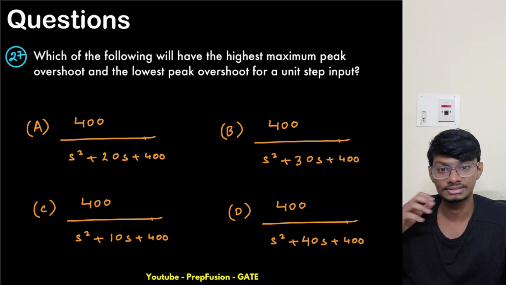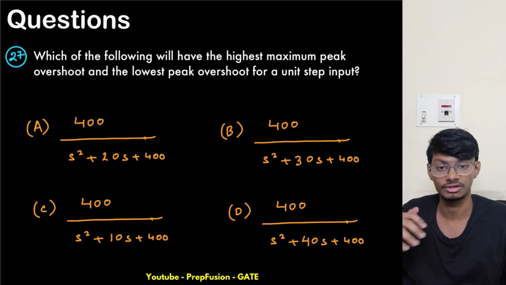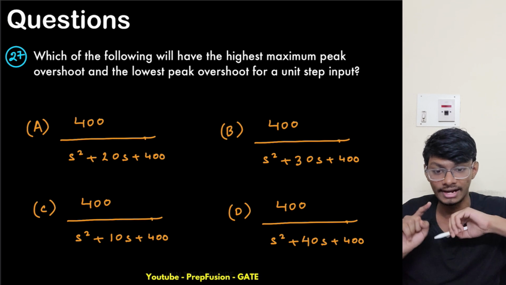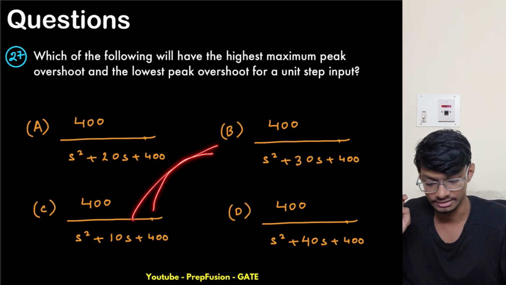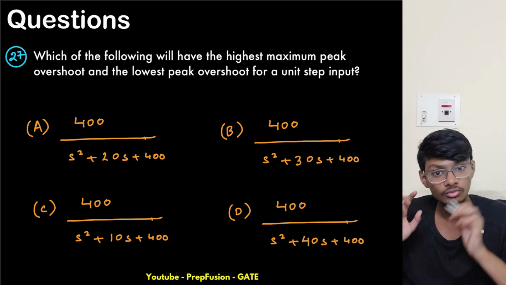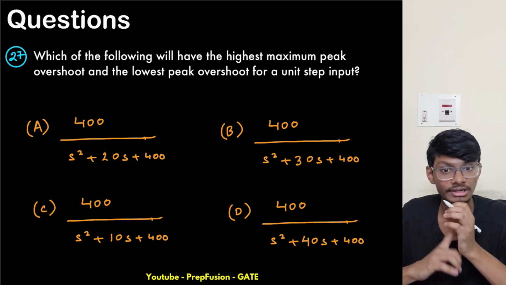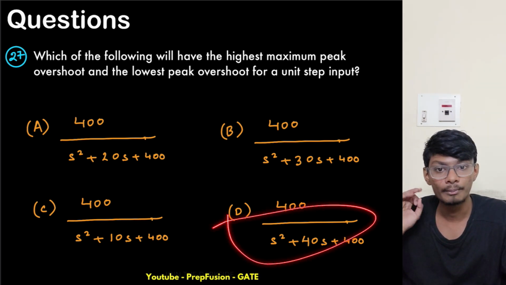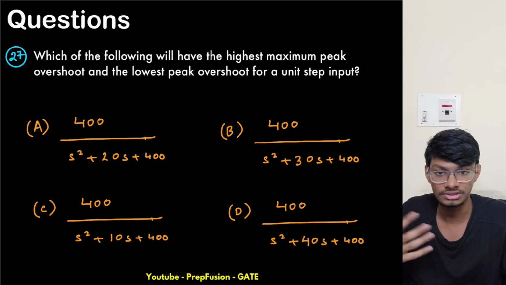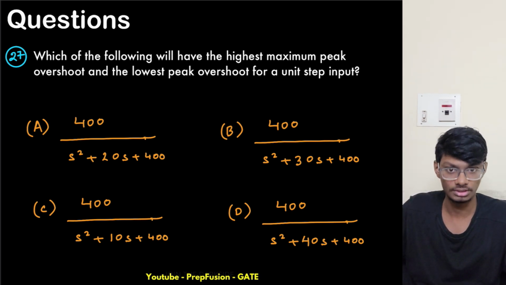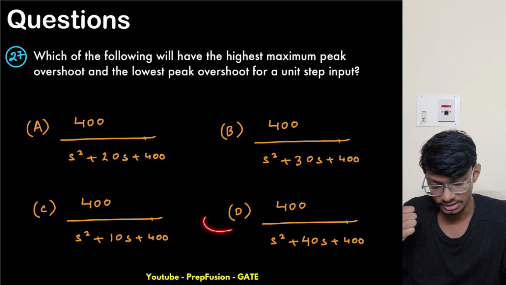Now what are the characteristics of a critically damped system? It has no overshoot. It reaches its steady state directly, and very fast. So from here also I can understand that for a critically damped system there is no overshoot, so this will have the minimum overshoot, because for a critically damped system the overshoot is 0. That also we derived in our previous lecture. Okay, so D will have the lowest.